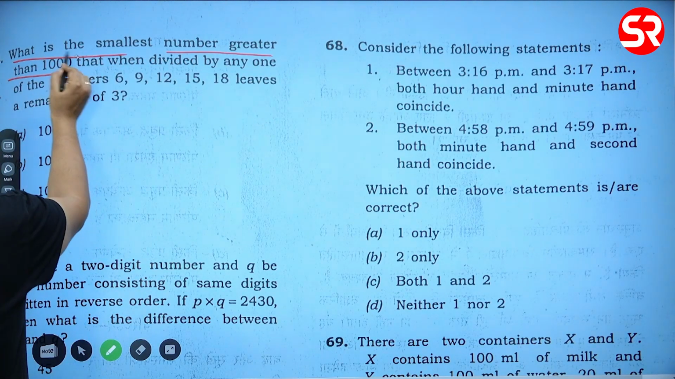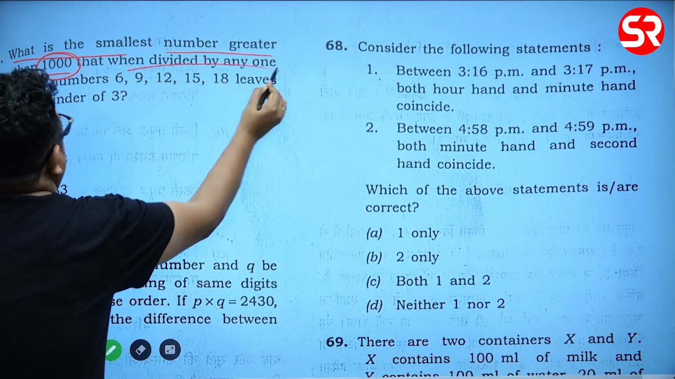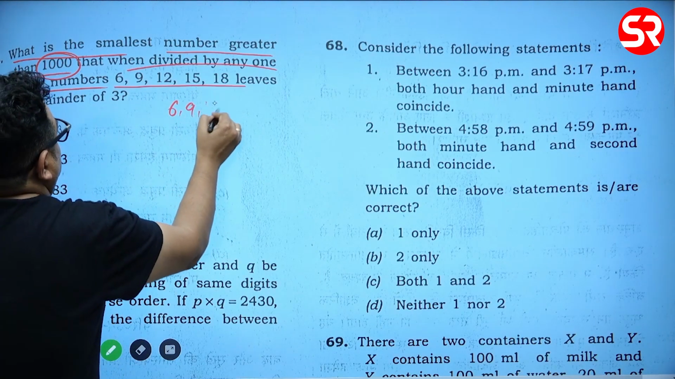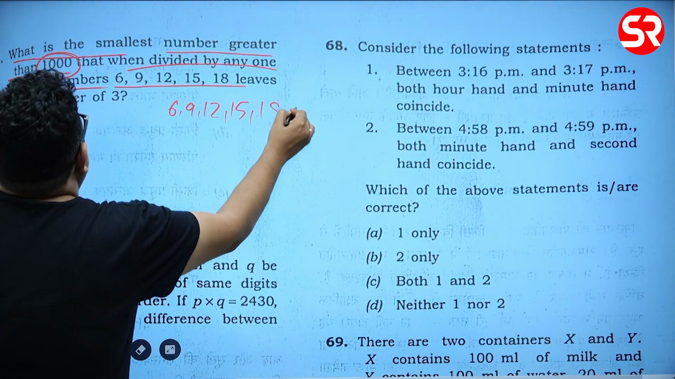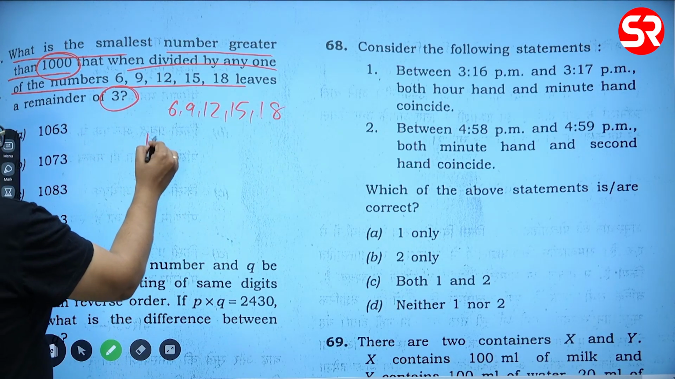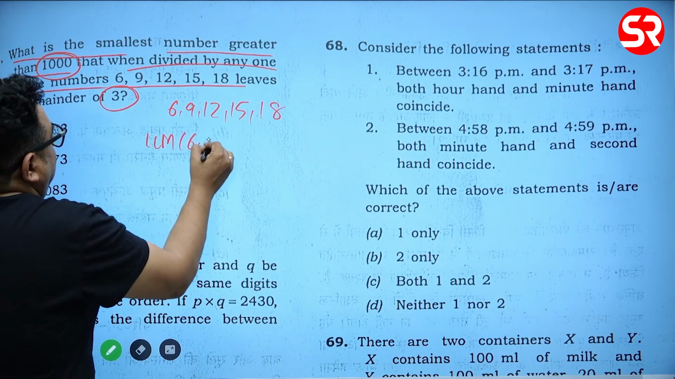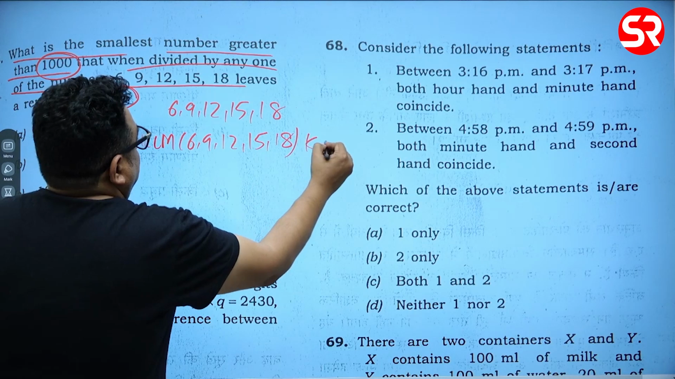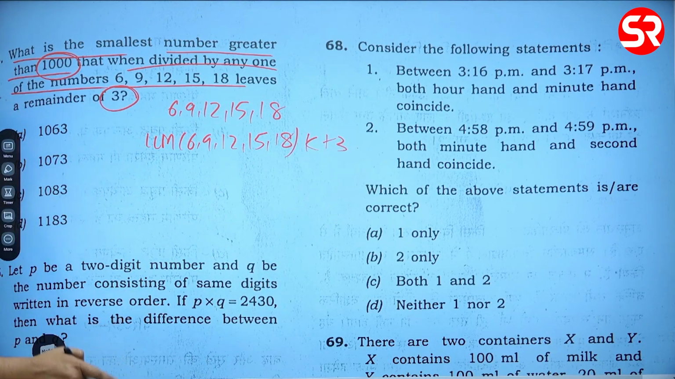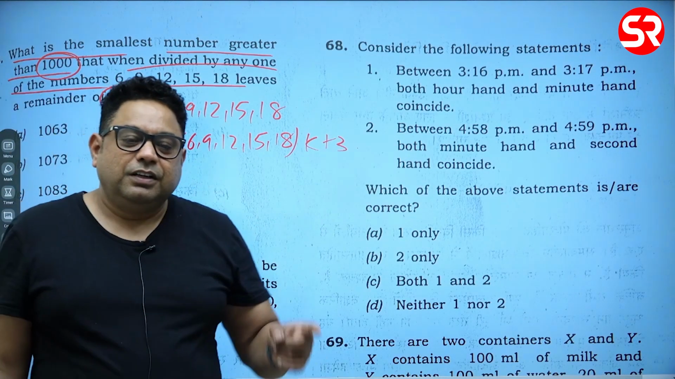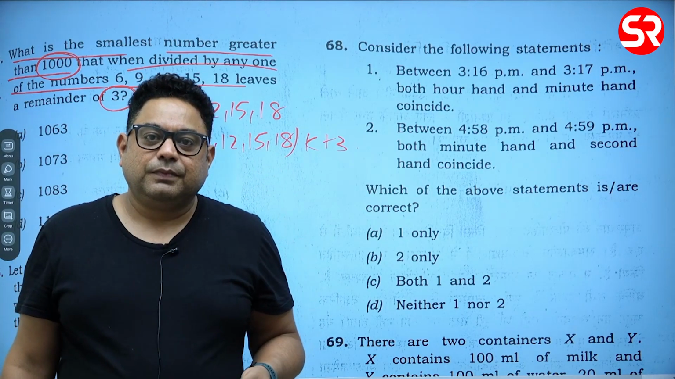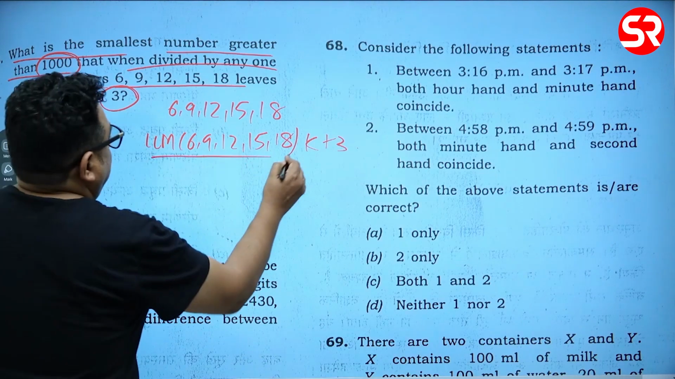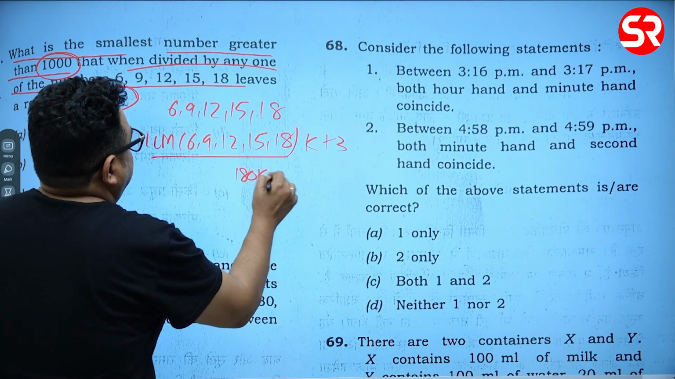He says, what is the smallest number greater than 1000 which, when divided by any of the numbers 6, 9, 12, 15, 18, leaves remainder 3? Boss, it is LCM of 6, 9, 12, 15 and 18 times K plus 3. If you are my student, you know this. We have done 3-4 questions on this. And then what is the LCM of these quantities?